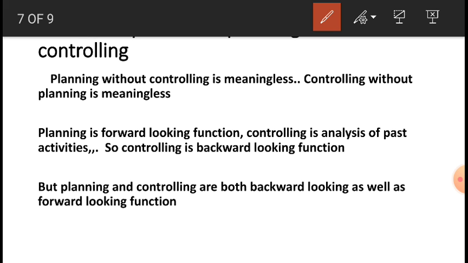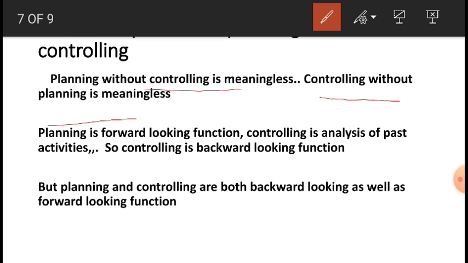I'm explaining easily. See, planning without controlling is meaningless. You are planning, but you are not controlling, and it is meaningless. Similarly, controlling without planning is meaningless. That is, you are trying to control, but a plan is not there in your head. It is meaningless. So a simple sentence you will write. First of all, you will write meaning and definition of planning. Then meaning and definition of controlling. After that, you will write planning without controlling is meaningless. Controlling without planning is meaningless.